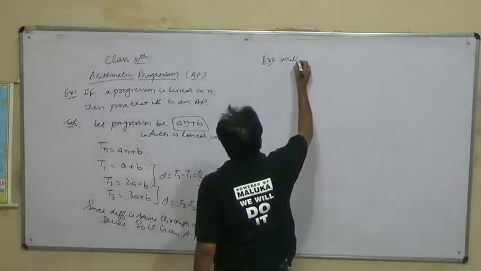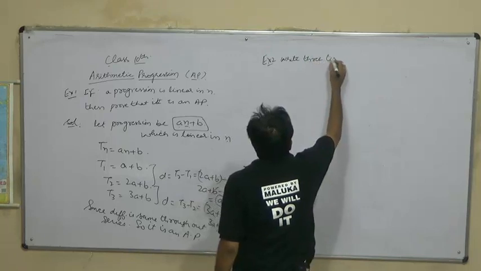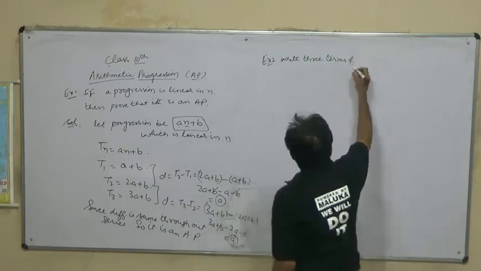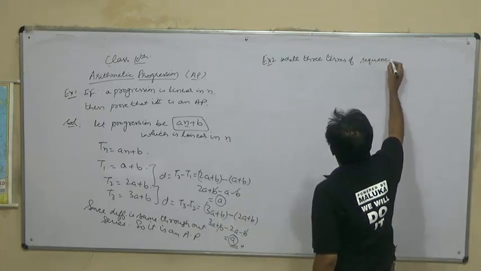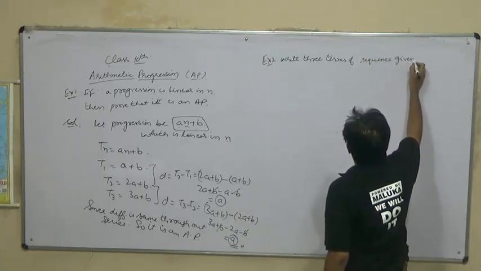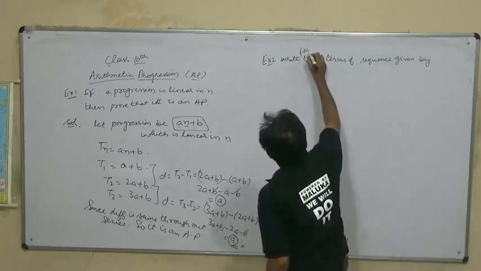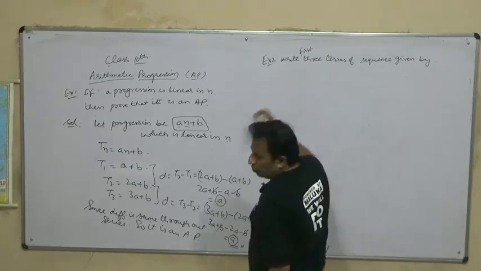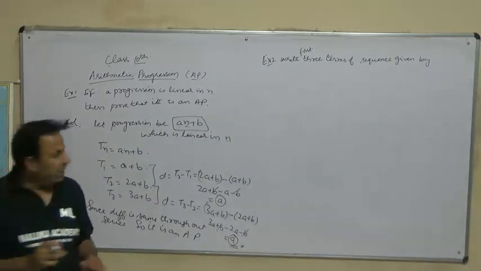Write the first 3 terms of the sequence given by. Write first 3. So the sequence is given by an is equal to 3n plus 2.